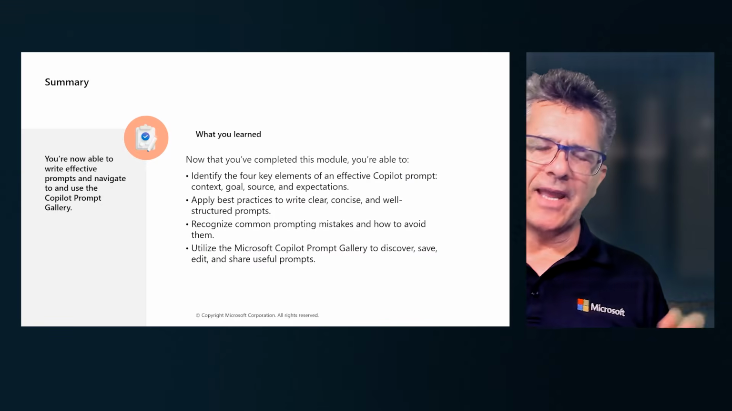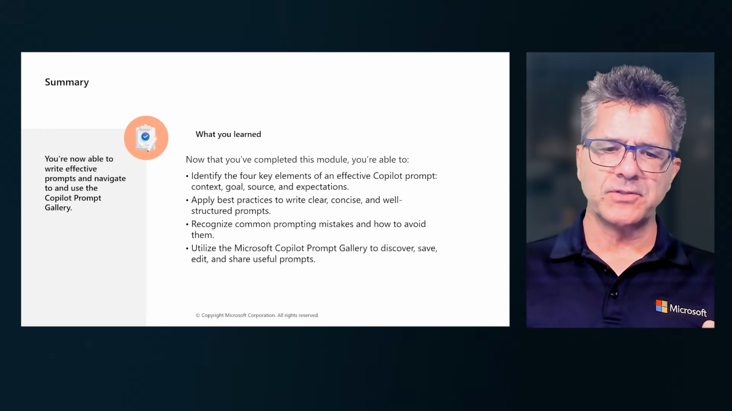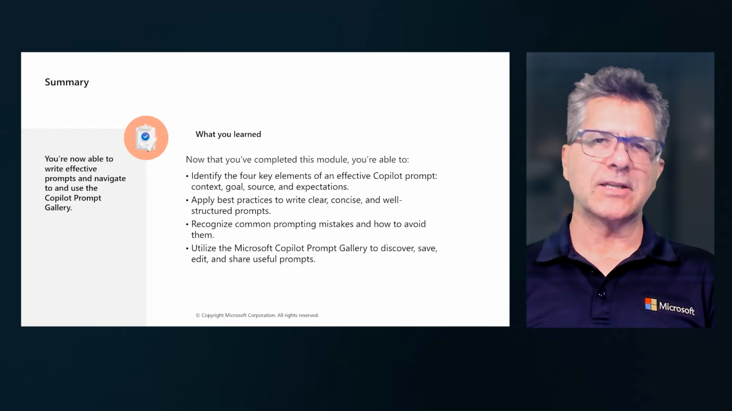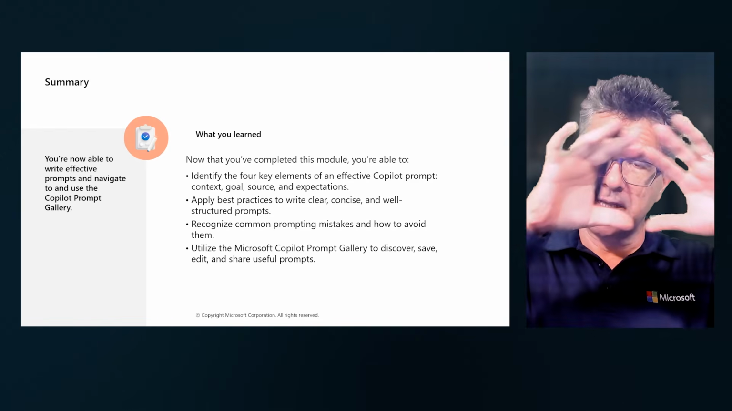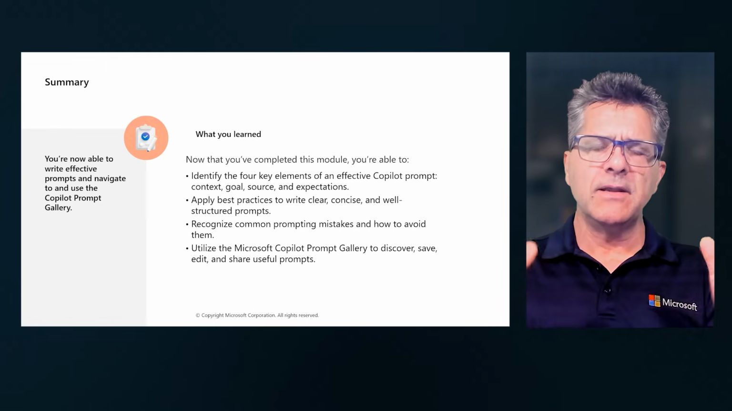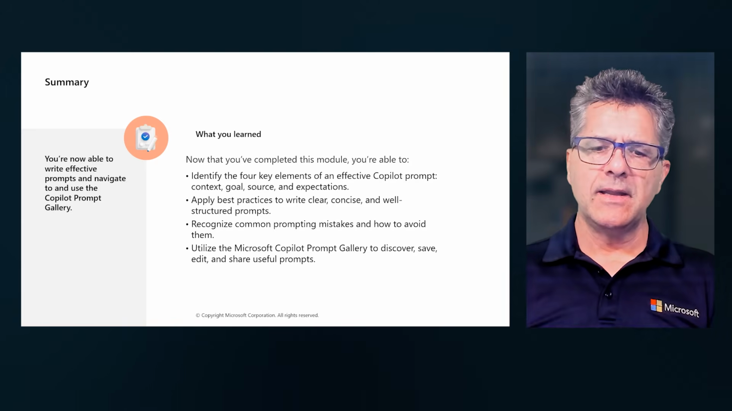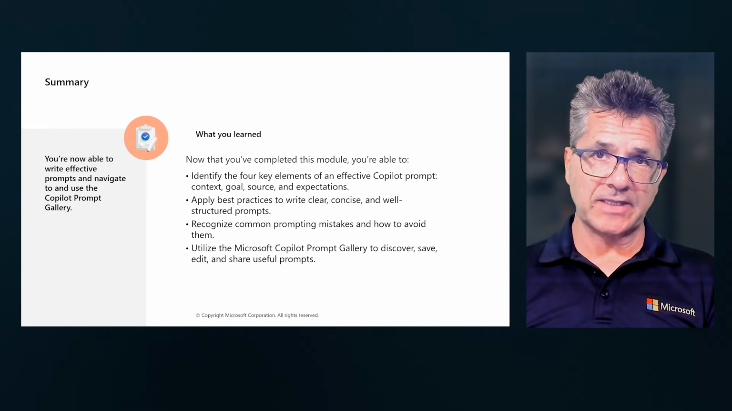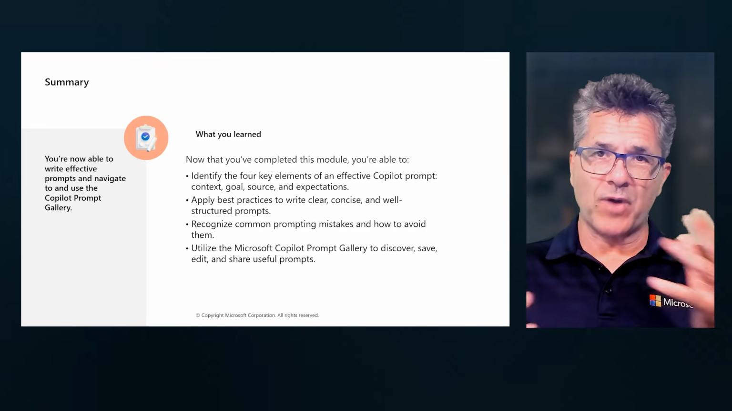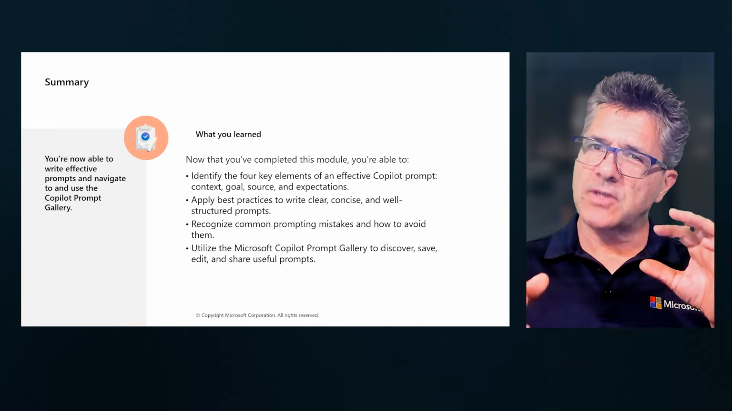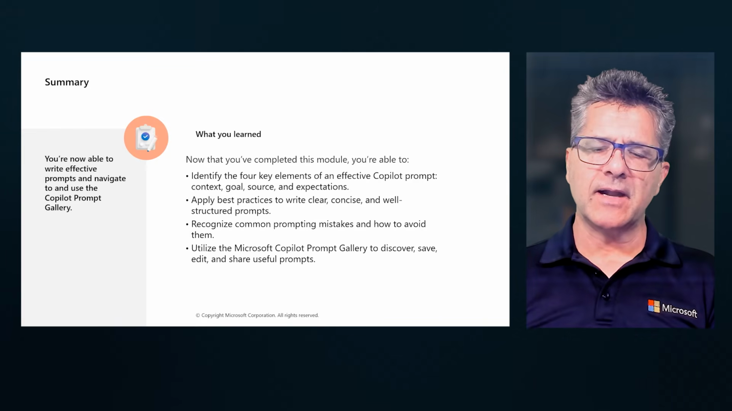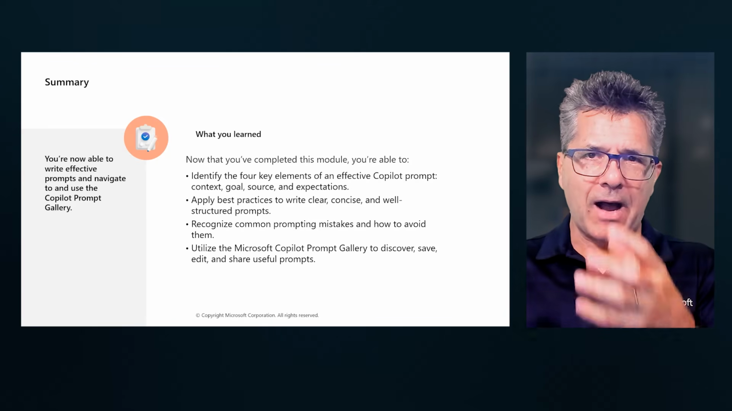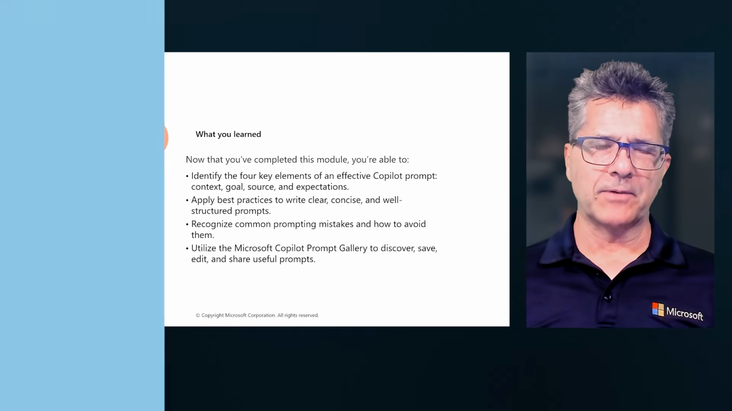And this brings us to the end of module number 2. In this module, we have identified some of the key elements that make for a very effective prompt. So we talked about the context. Why do I want this done? We talked about the goal, what I want done. We talked about the source, where the information is coming from, and we talked about the expectation. We also talked about some best practices, some examples of prompts, some do's and some opportunities in there. And finally, we talked about the prompt gallery. And we also learned how to add our own prompts to our prompt gallery.